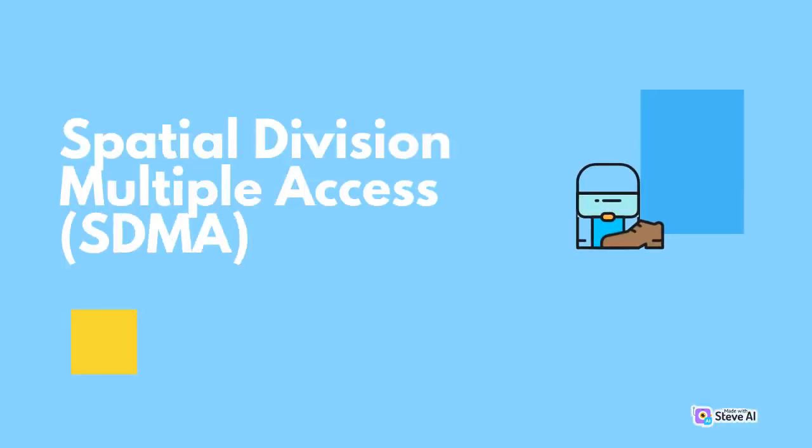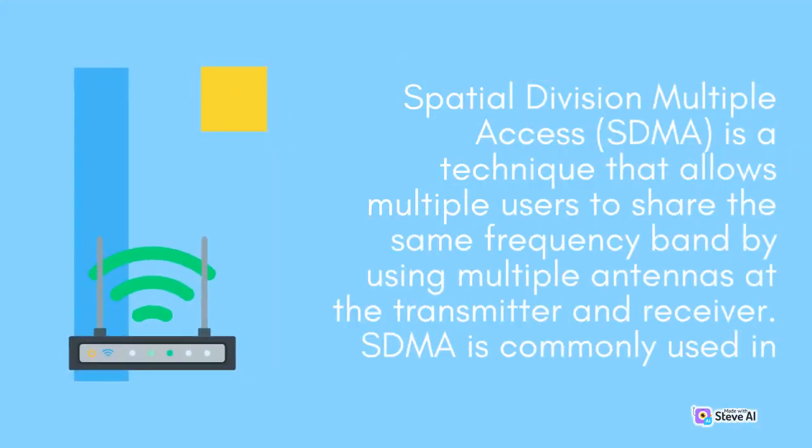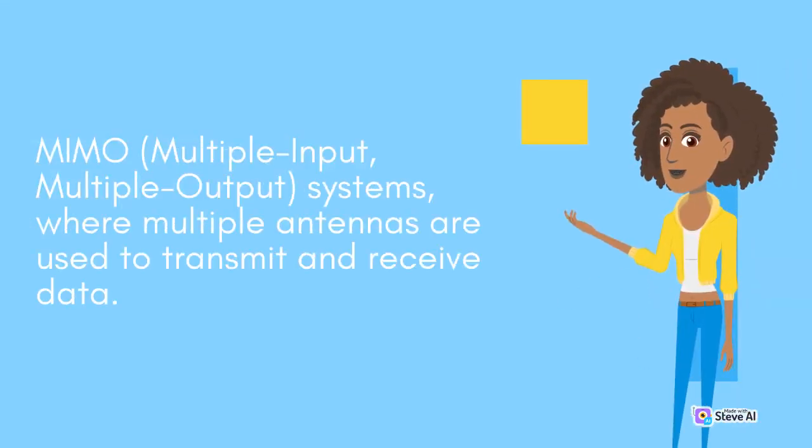Spatial division multiple access, SDMA. Spatial division multiple access is a technique that allows multiple users to share the same frequency band by using multiple antennas at the transmitter and receiver. SDMA is commonly used in MIMO, multiple input, multiple output, systems, where multiple antennas are used to transmit and receive data.